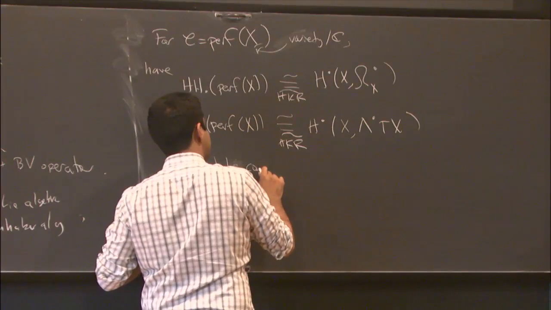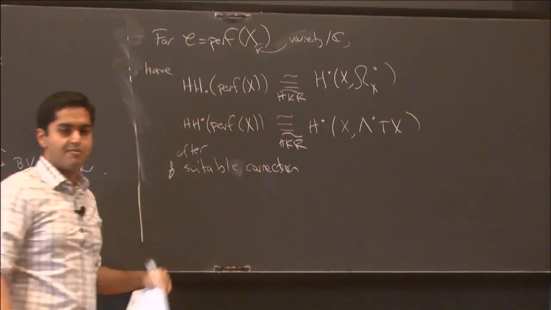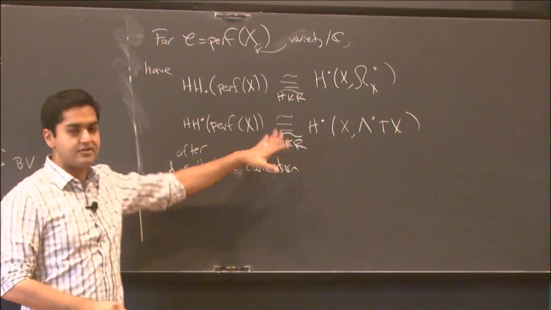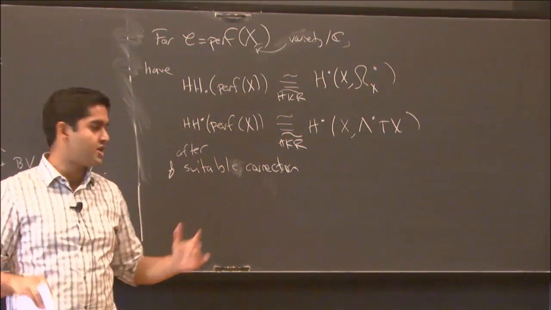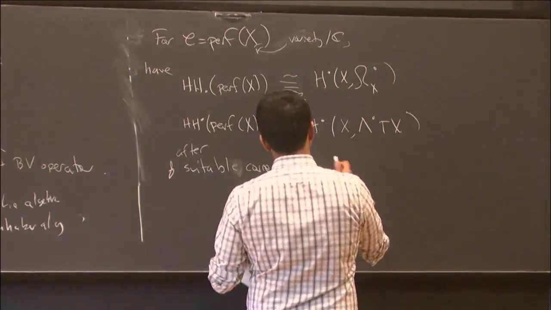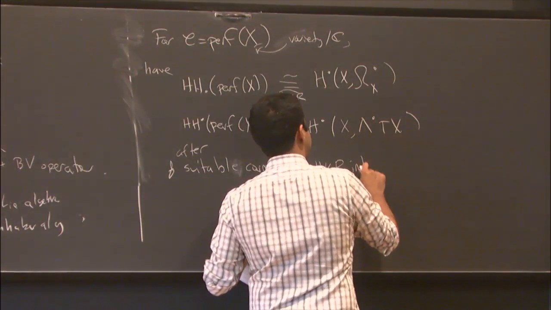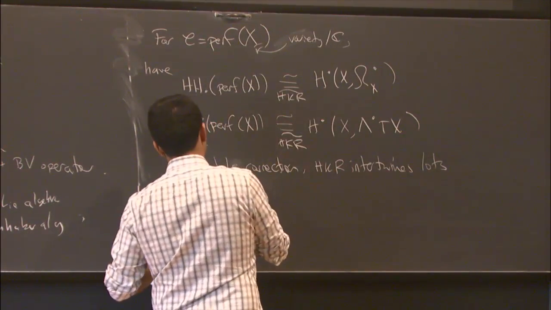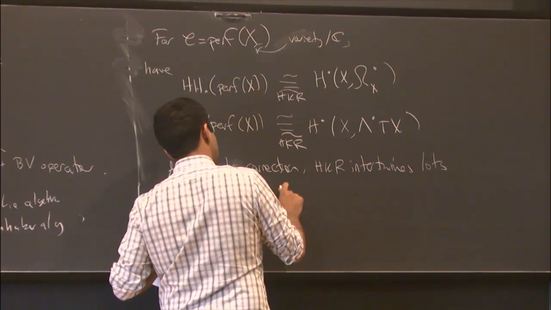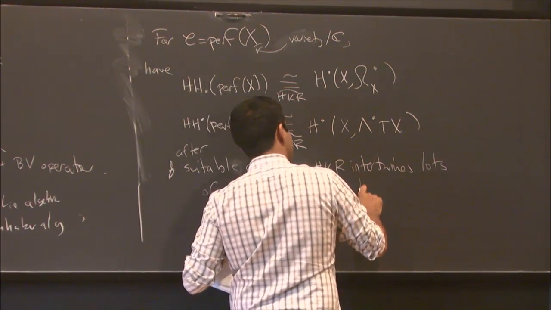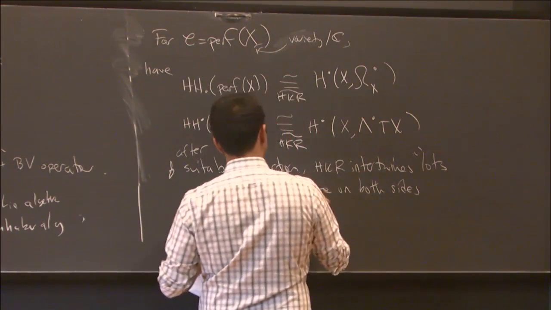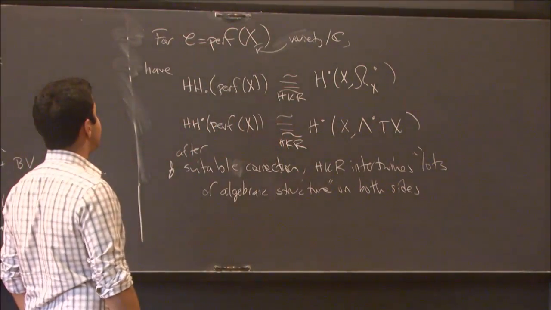After some sort of suitable correction, so there's something you might write down as a naive HKR map. This was introduced by Hochschild, Kostant, and Rosenberg. There's sort of a well-known story about globalizing it to a general variety. You have to kind of fix this map by some characteristic class, some square root of Todd. After some suitable correction, HKR intertwines lots of algebraic structure on both sides. I'm just going to say, it's expected to intertwine everything. I don't think that's in the literature.